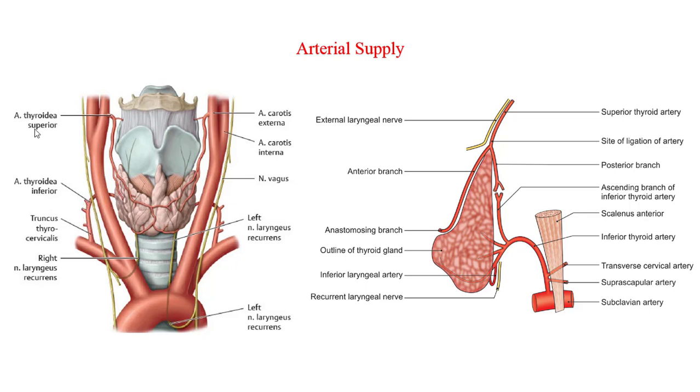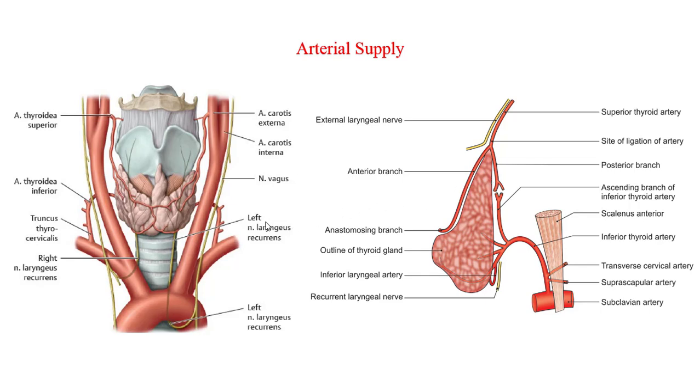The superior thyroid artery arises from the external carotid artery. It splits into an anterior branch and a posterior branch. The anterior branch supplies the anterior portion of the gland and travels toward the isthmus. The posterior branch supplies the lateral and medial surfaces of each lobe.